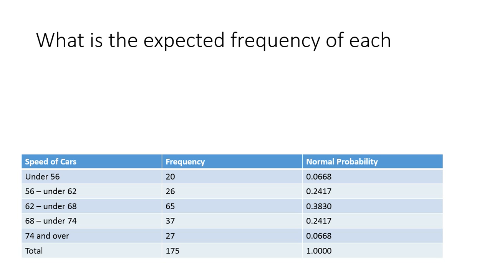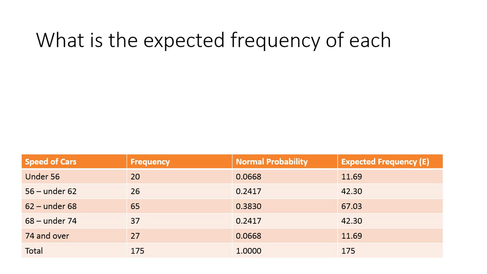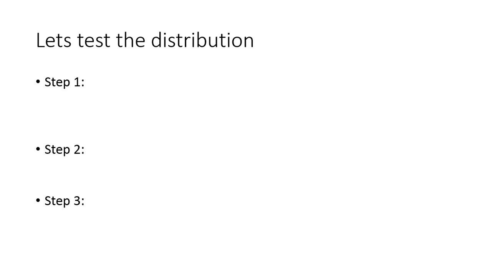Now, to find our expected, we take this number, 175, and multiply it by all of those. That's how we get our expected. 175 times 0.0668 gets us about 11.69. Multiply it by the next one and we get about 42.3, and so on. So we get all of our numbers, and that's how we get our expected. Once we have our expected, we can move on and do our actual distribution.